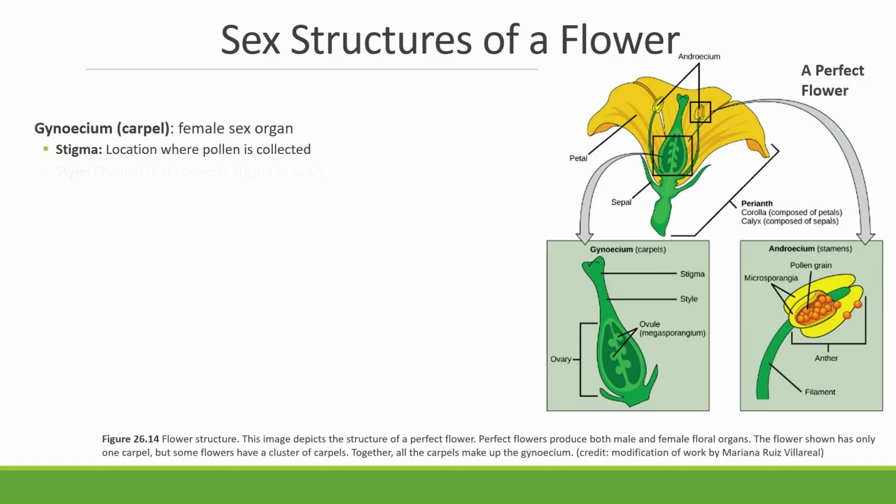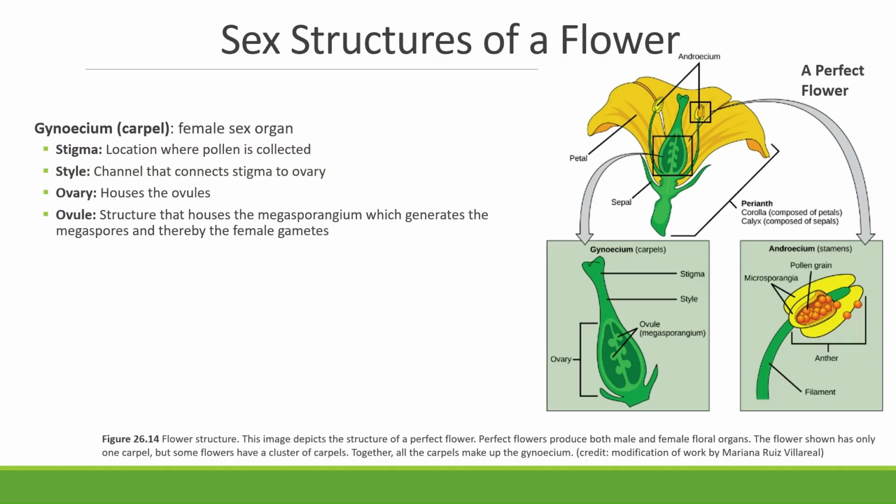Below the stigma is the style. This is a slender channel that connects the stigma to the ovary and through which the pollen tube will later grow. At the base is the ovary, the swollen structure that houses the ovules. Inside each ovule is the female gametophyte and the egg cell waiting to be fertilized. After fertilization, the ovary wall will thicken and mature into the fruit.